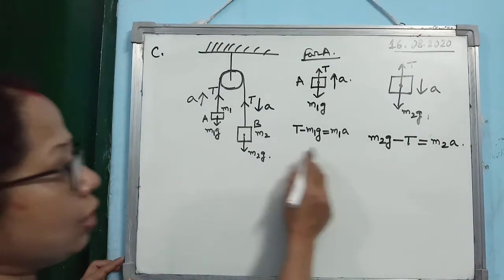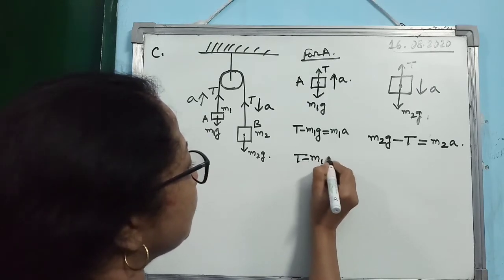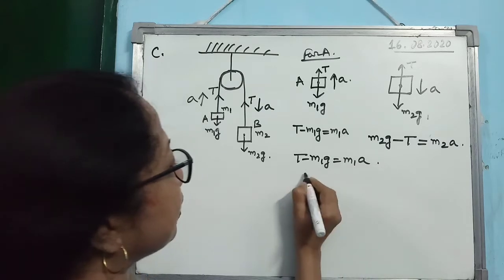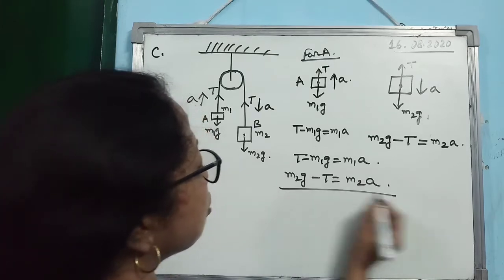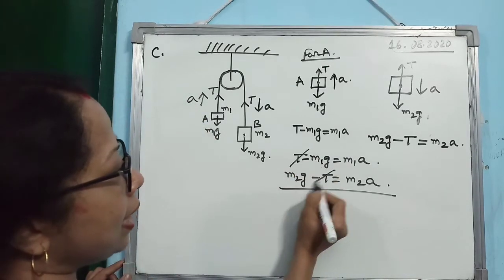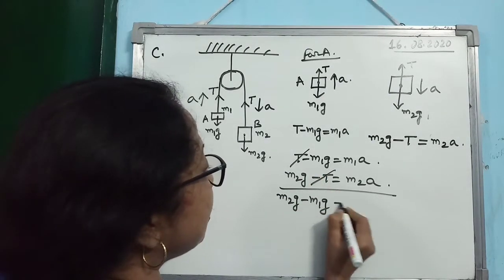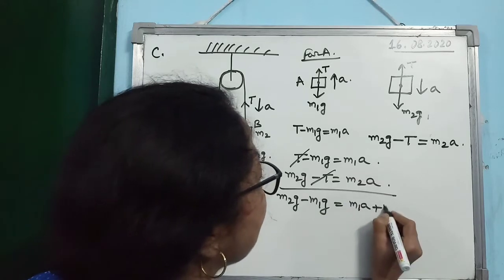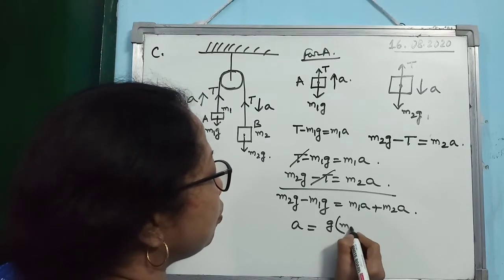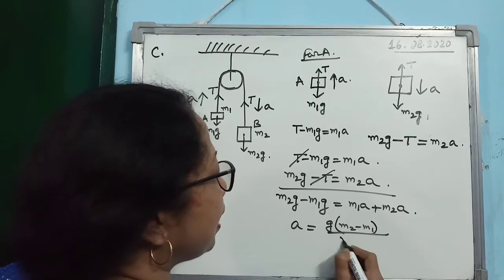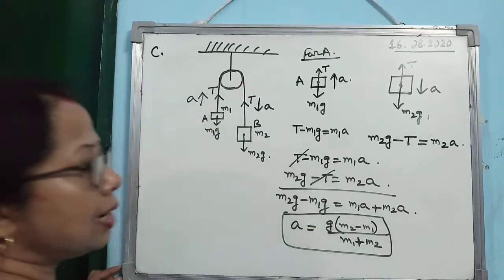into A. So if you consider these two equations, now I am writing the two equations, one below the other. And then what are you getting? You see, it is M2G minus T is equal to M2A. So if you add them, then what will happen? T and minus T will cancel and you will get M2G minus M1G is equal to M1A plus M2A. So you see what A is coming? If you take G common, A is G times M2 minus M1 divided by M1 plus M2. Alright, this is the expression for the acceleration.